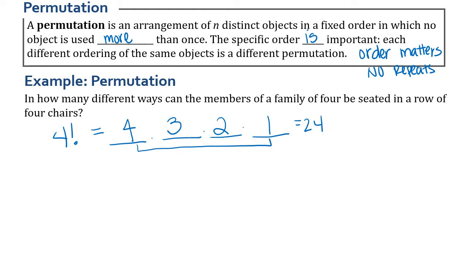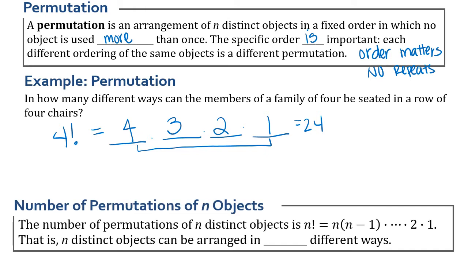So the formula for permutation. Again, if you're dealing with something where order matters and there's no repetition, which we had here in this example, the number of permutations of n distinct objects is n factorial, and that is n distinct objects can be arranged in n factorial different ways. So I could have just looked at, oh, this is a permutation. I have 4 different people. So the answer is just going to be 4 factorial.